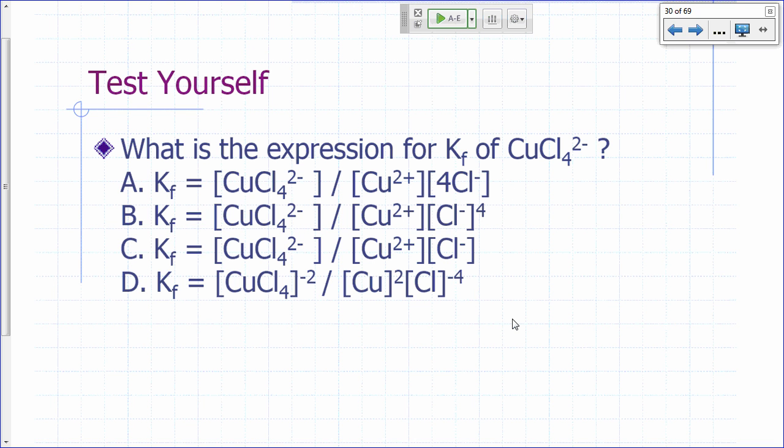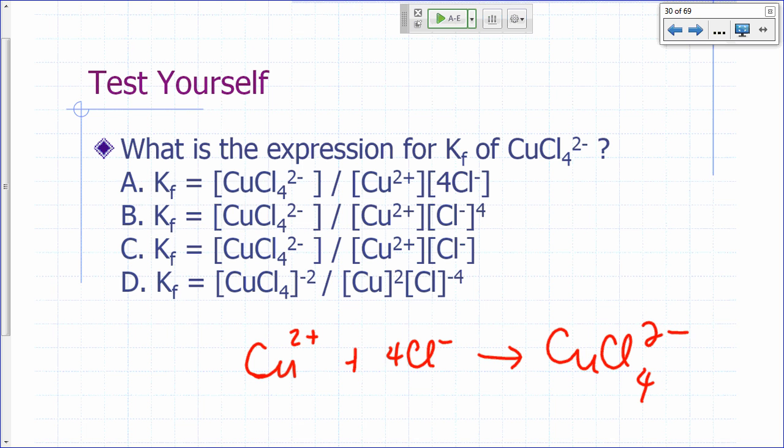So, what is the expression for KF of CuCl4 negative 2? Is it A, B, C, or D? What was our reaction again? Copper plus 4 Cl minus gives you CuCl4 2 minus. This is aqueous solution, aqueous solution, and aqueous solution.